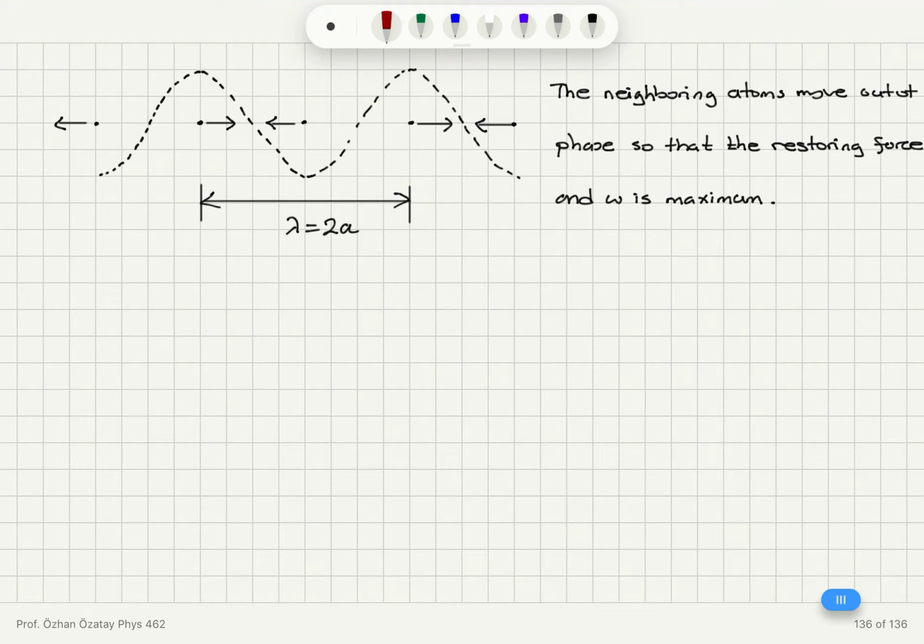So what does that mean? Lambda is equal to 2a. So I see that for lambda to be 2a, the neighboring atoms should be moving out of phase with each other. That will cause the maximum stretch and maximum compression of the spring between them. So the restoring force will be maximum. So that makes a lot of sense.